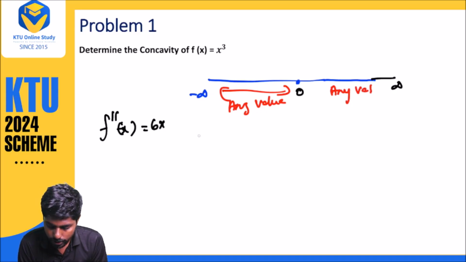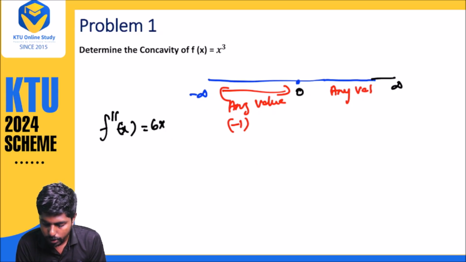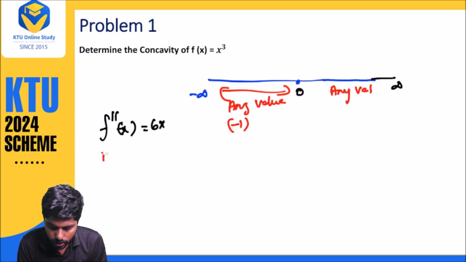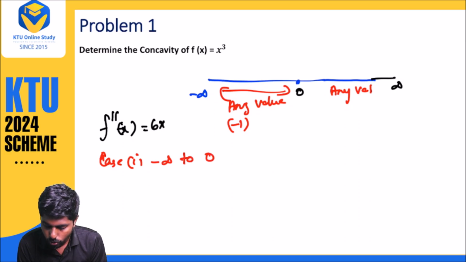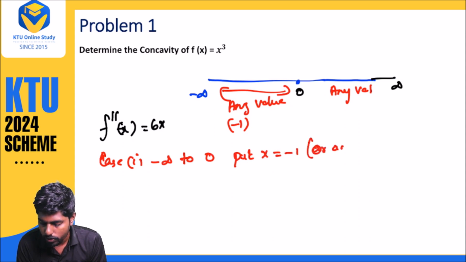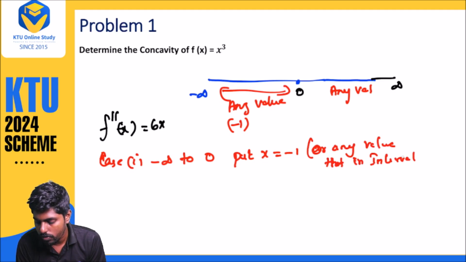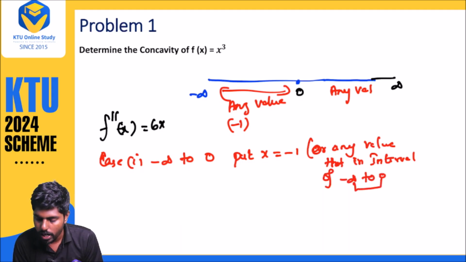That means I am applying minus 1. So when I am applying minus 1, in case number 1, the interval is minus infinity to 0. I am putting x is equal to minus 1, or any value in the interval of minus infinity to 0. In between, any value you can apply.